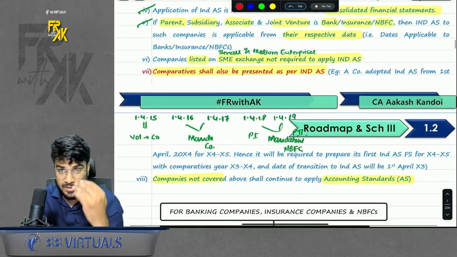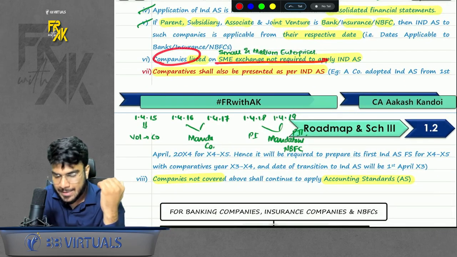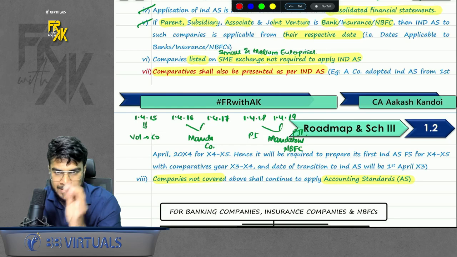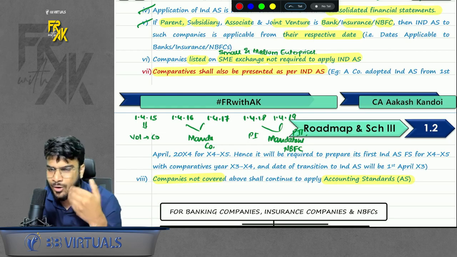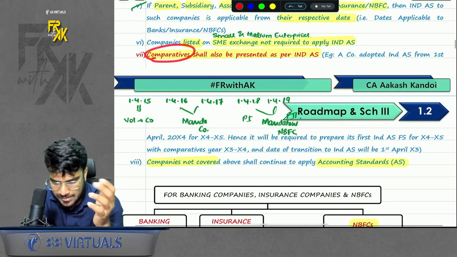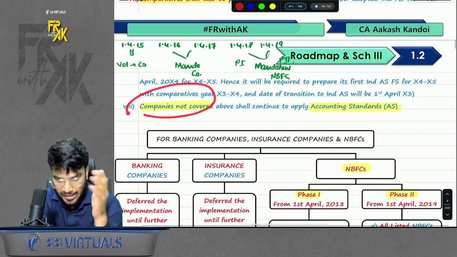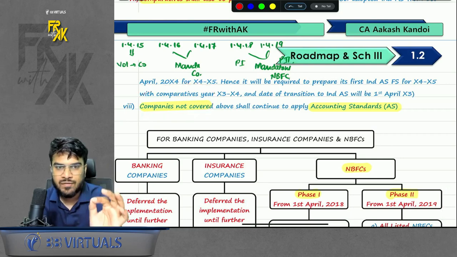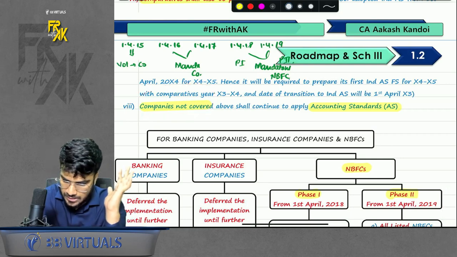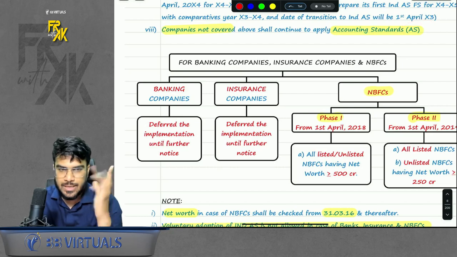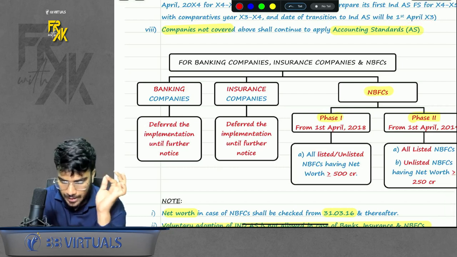Okay, let's proceed further. Companies listed on SME need not apply Ind AS because SME means small and medium enterprises exchange. Very small companies are there, so they need not apply Ind AS. Also, as discussed, comparatives shall also be given as per Ind AS. Also, if even after all the above criteria you are not falling under the purview of Ind AS, you will still keep on applying AS. Simple. Right? This was for the companies. Now let's move on towards the other companies.